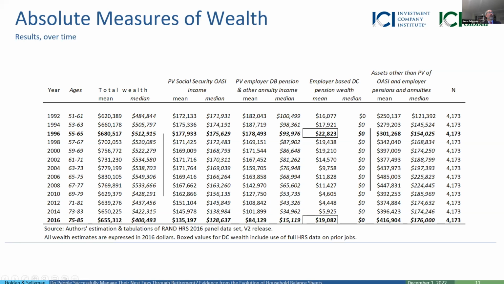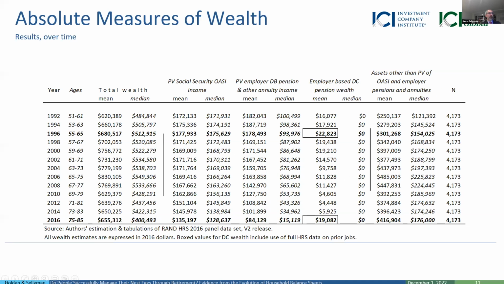In terms of total wealth, going back over here, we see medians dropping from about $513,000 to about $401,000. That's a pretty big drop, about 20%, but it shows that at ages 75 to 85, there's still substantive wealth that these households in the US hold on median.